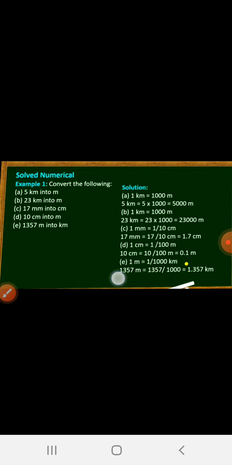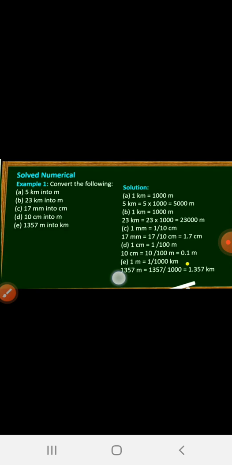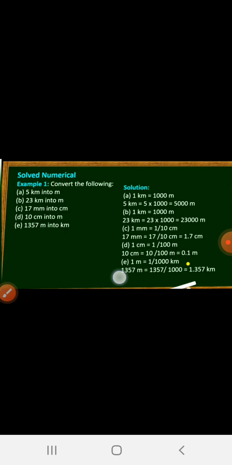Next is 17 millimeter to centimeter. Now you know 1 centimeter is equal to 10 millimeter. Centimeter is the higher unit and millimeter is the smaller unit. When you convert higher to smaller, you are going to multiply. But when you convert smaller to higher, you are going to divide. And here we have to convert millimeter to centimeter. That means we need to convert smaller unit to higher unit, and here you are going to divide 17 by 10, and the answer will be 1.7 centimeter.